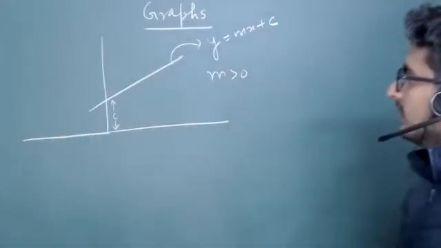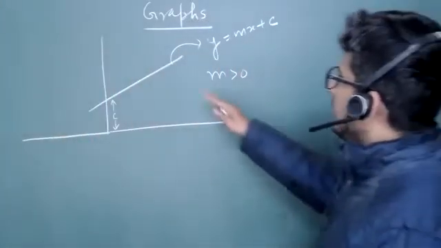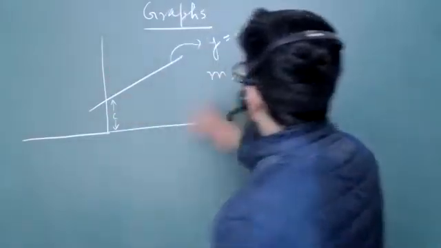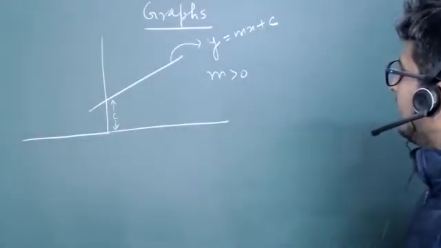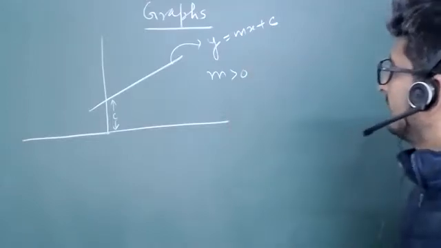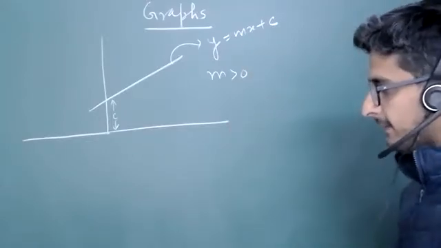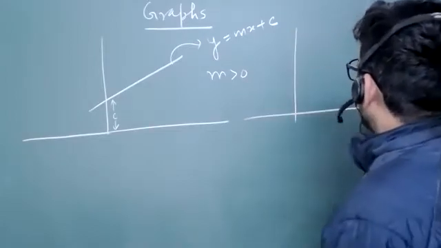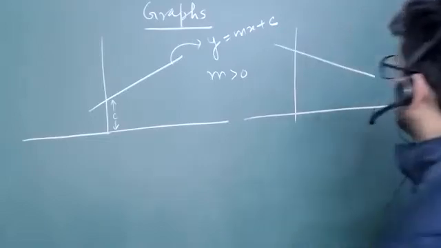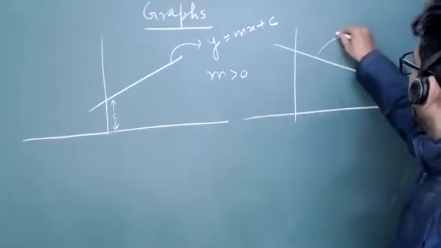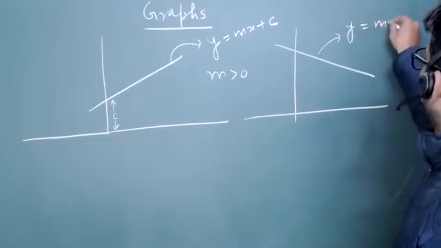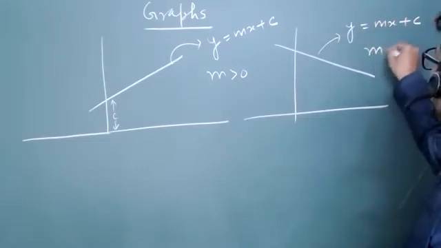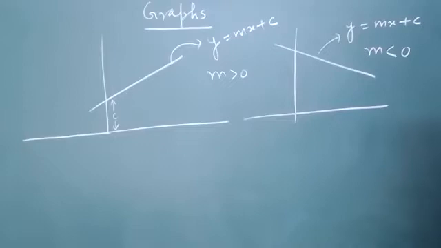So in this case, we have just a straight line, and the straight line equation is y is equal to mx plus c. This we know, right? And if we have a graph like this, it goes like this. So again, we have y is equal to mx plus c, and this time m is negative, right? This we already know, correct?